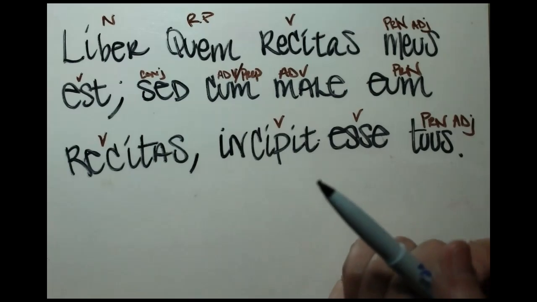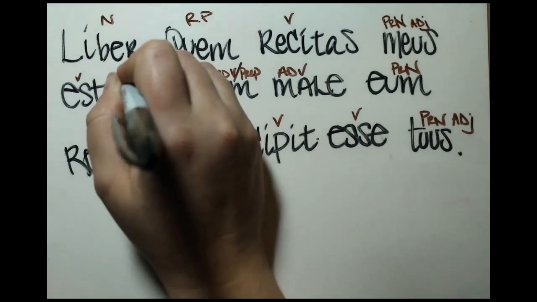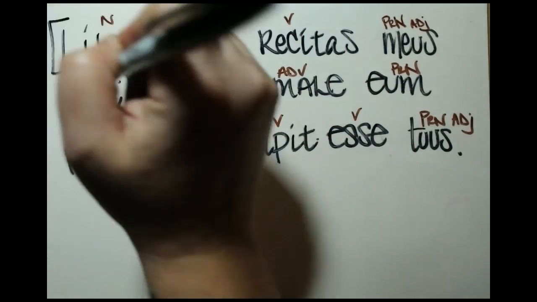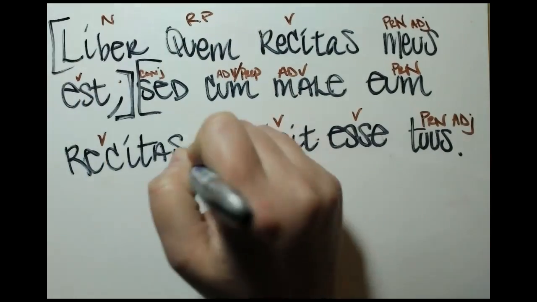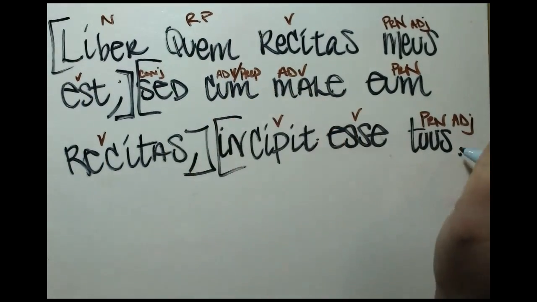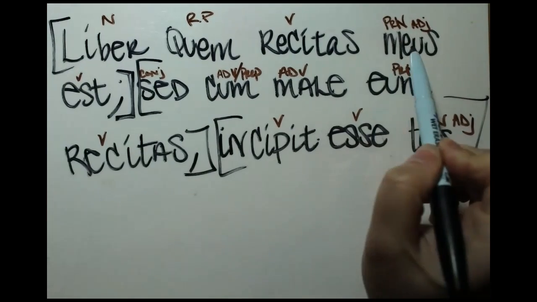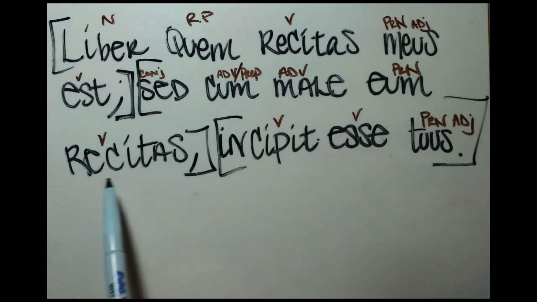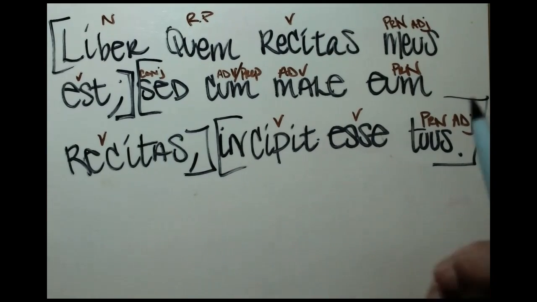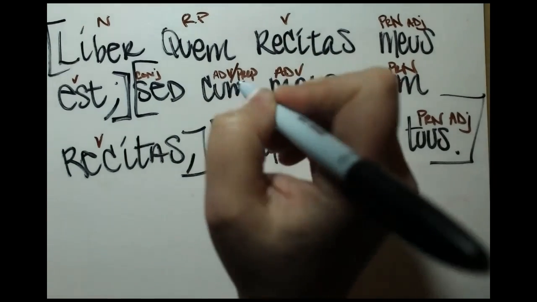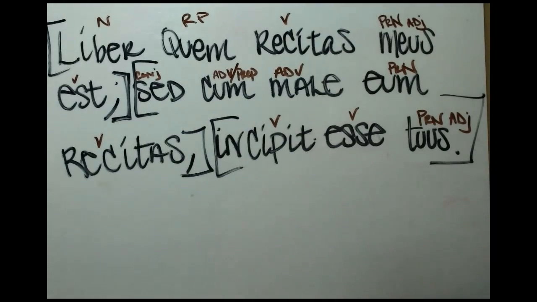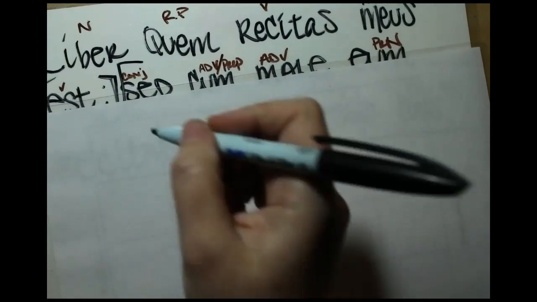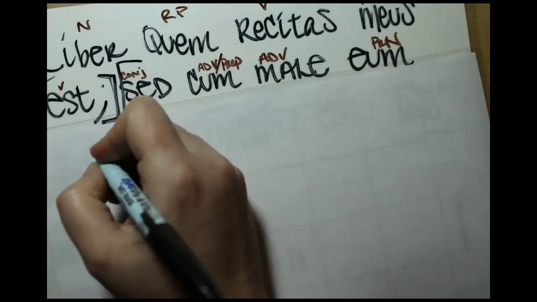Okay, so where do we break it up? Mostly we're going to break it up along the punctuation here, but even within the punctuation, we're going to break it up a little bit more. So: liber quem recitas meus est, sed cum male eum recitas is another one, and incipit esse tuus. Within these, we'll write them down on their own paper and further break them up. So we'll start with liber quem recitas meus est.